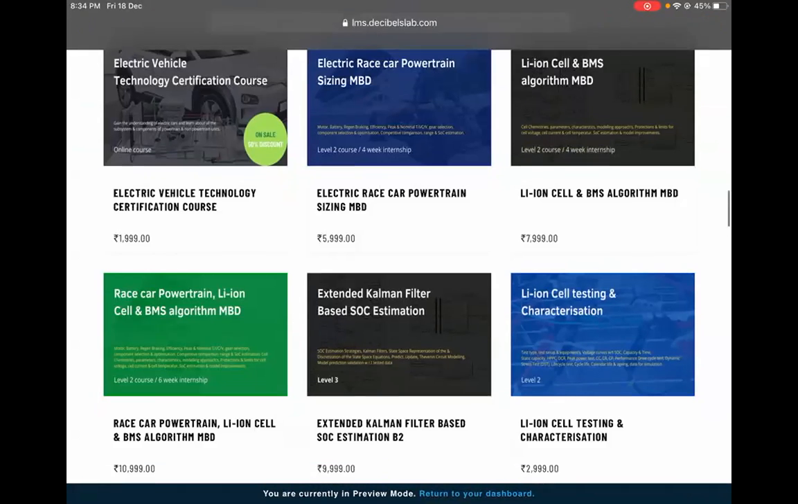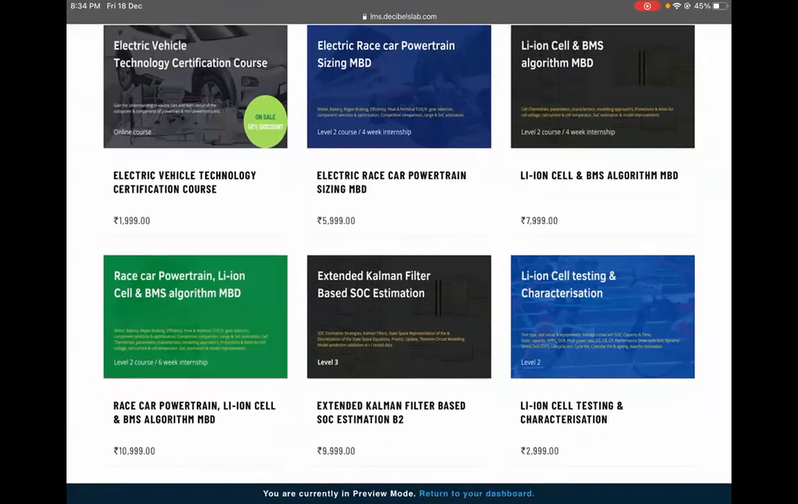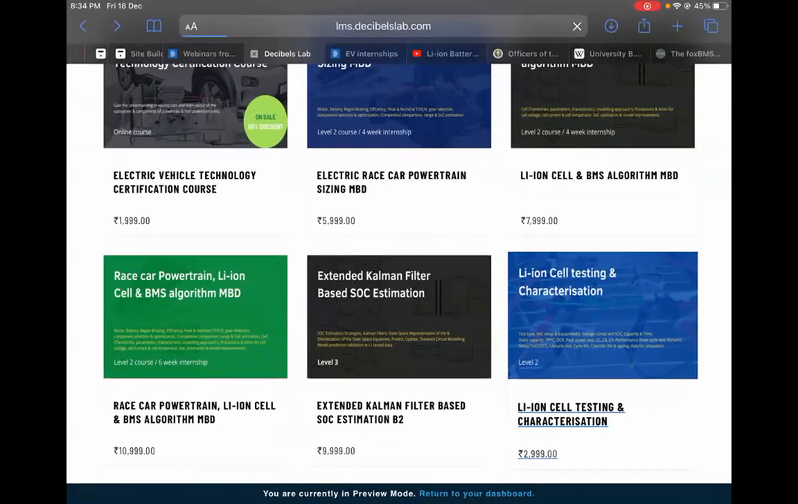So somebody would like to explore something in the areas of testing, specifically like how the cell is tested, what test equipments are used, what type of tests are conducted, and the data which we get from the testing. So if you want to analyze all of that, then cell testing is the fantastic course for you.